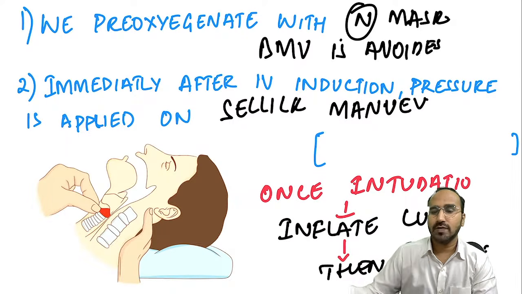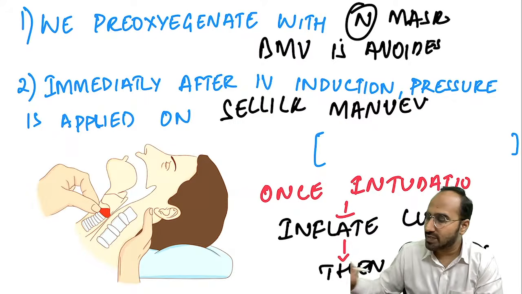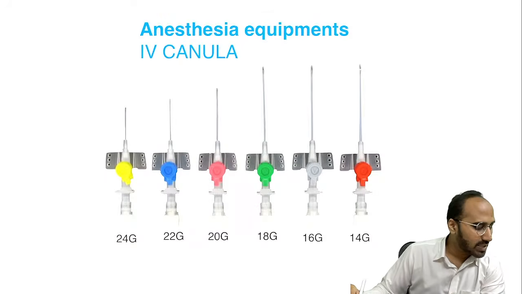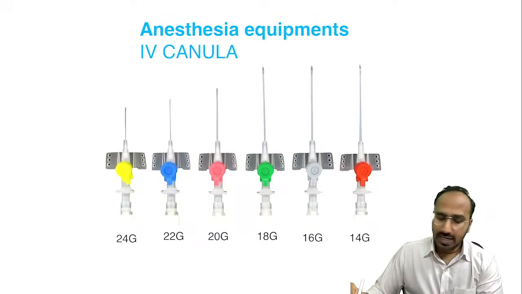Remove Sellick's maneuver. Down, just as I have written, then remove Sellick's maneuver, nothing else. Okay, that's regarding rapid sequence induction.